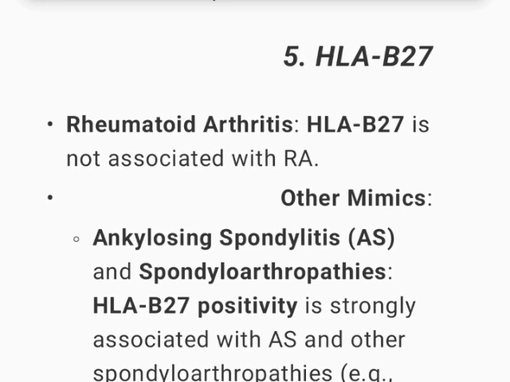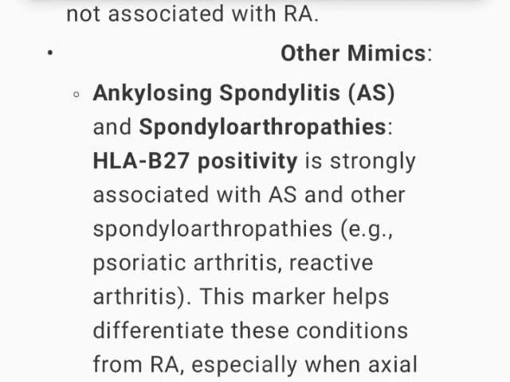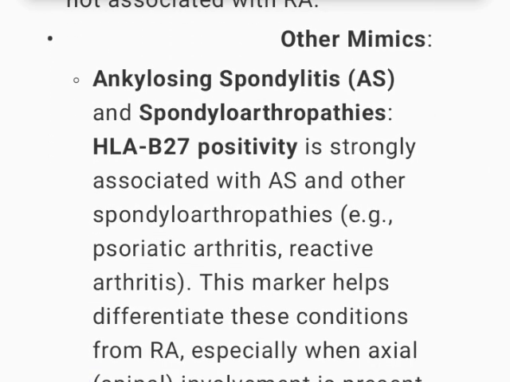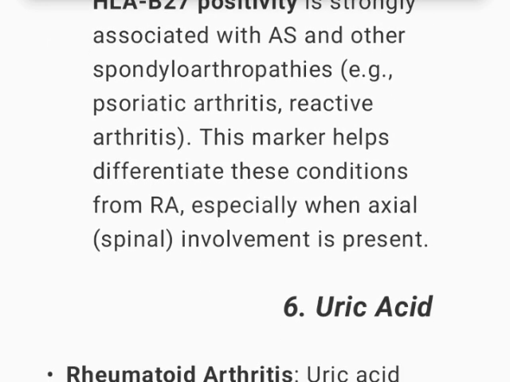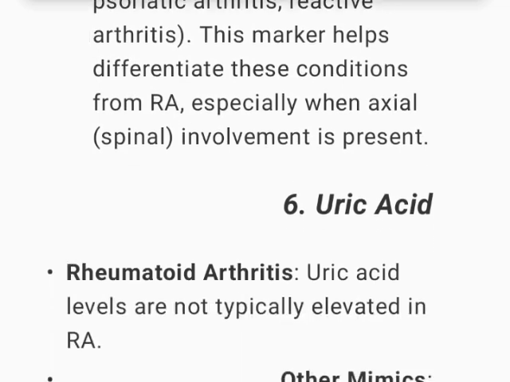HLA-B27 is not associated with RA. Other mimics, ankylosing spondylitis, AS, and spondyloarthropathies. HLA-B27 positivity is strongly associated with AS and other spondyloarthropathies, e.g. psoriatic arthritis, reactive arthritis. This marker helps differentiate these conditions from RA, especially when axial, spinal involvement is present.